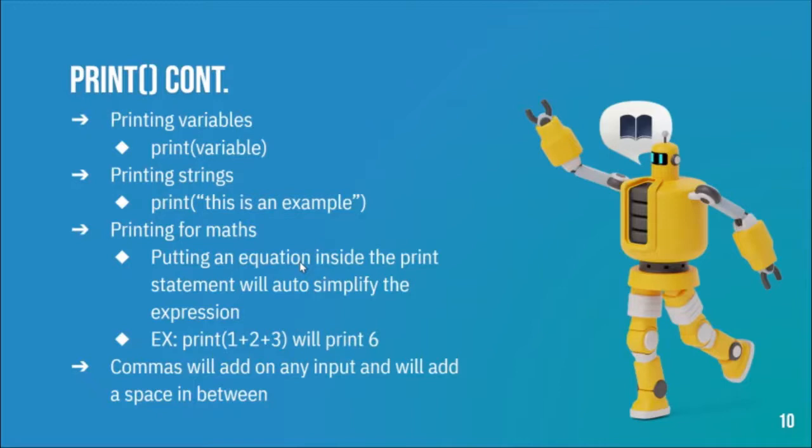This is also the same case if you define it as a variable. If you put a variable, for example, x is equal to 1 plus 2 plus 3, it will not be a string. It'll automatically simplify into 6. And finally, as a side note, adding commas will add any input to the print statement and also adds a space in between. And with the side note, we can finally move on to a basic Hello World program.